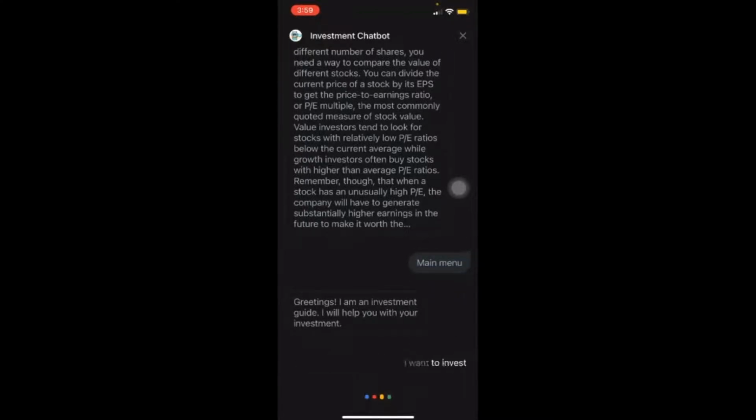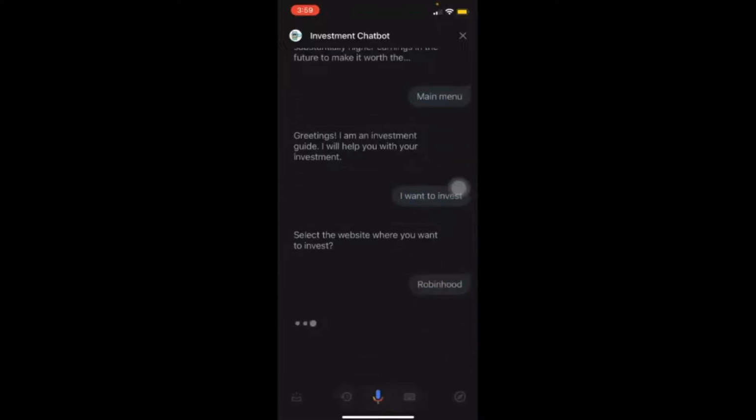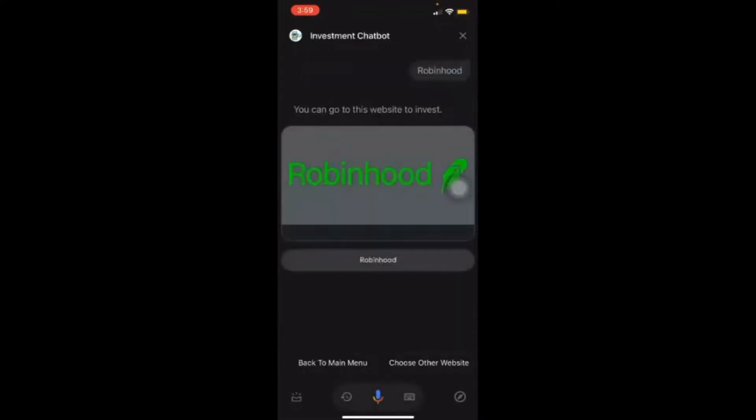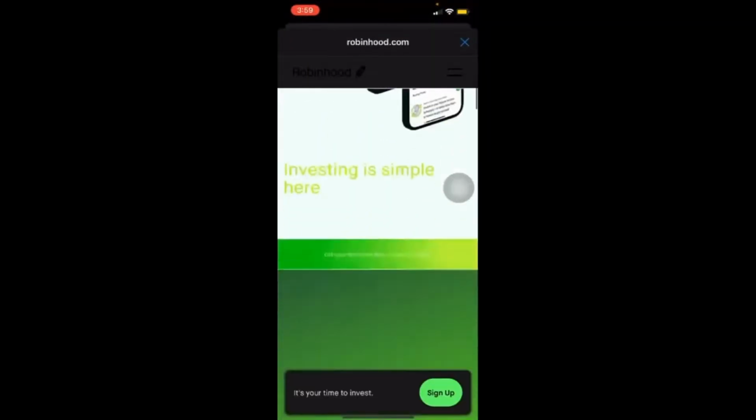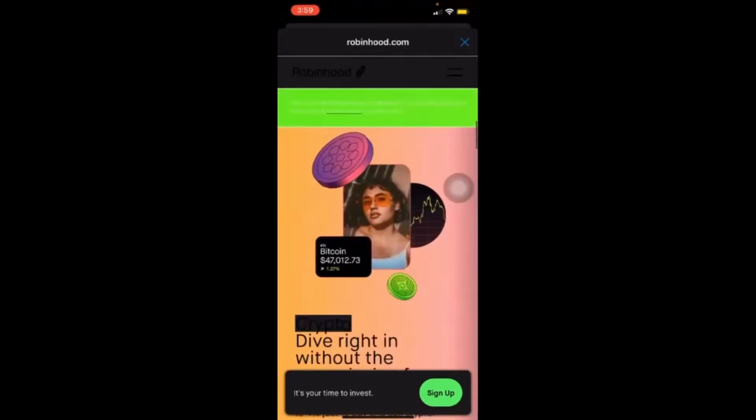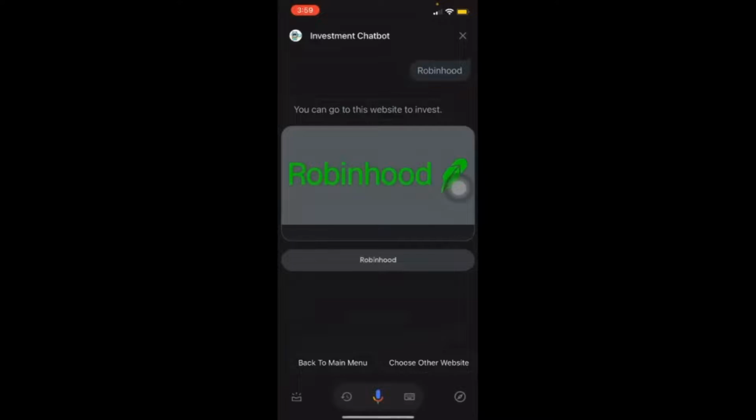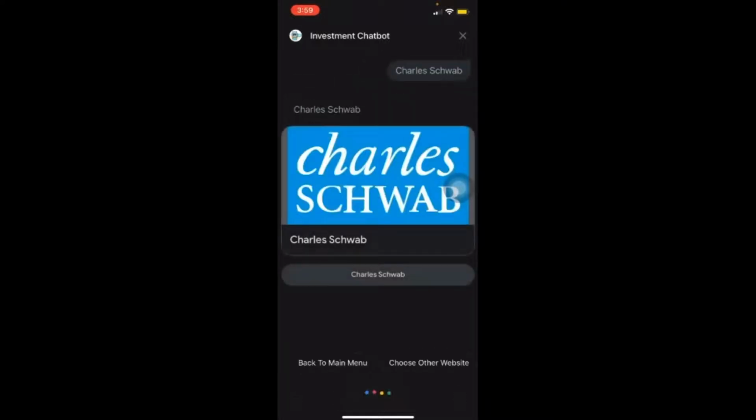I want to invest. Select the website where you want to invest. Robinhood? You can go to this website to invest. Here you can sign up or log in and start investing. And if you do not want to invest with this website, you can also select any other website. Select the website where you want to invest. Charles Schwab.